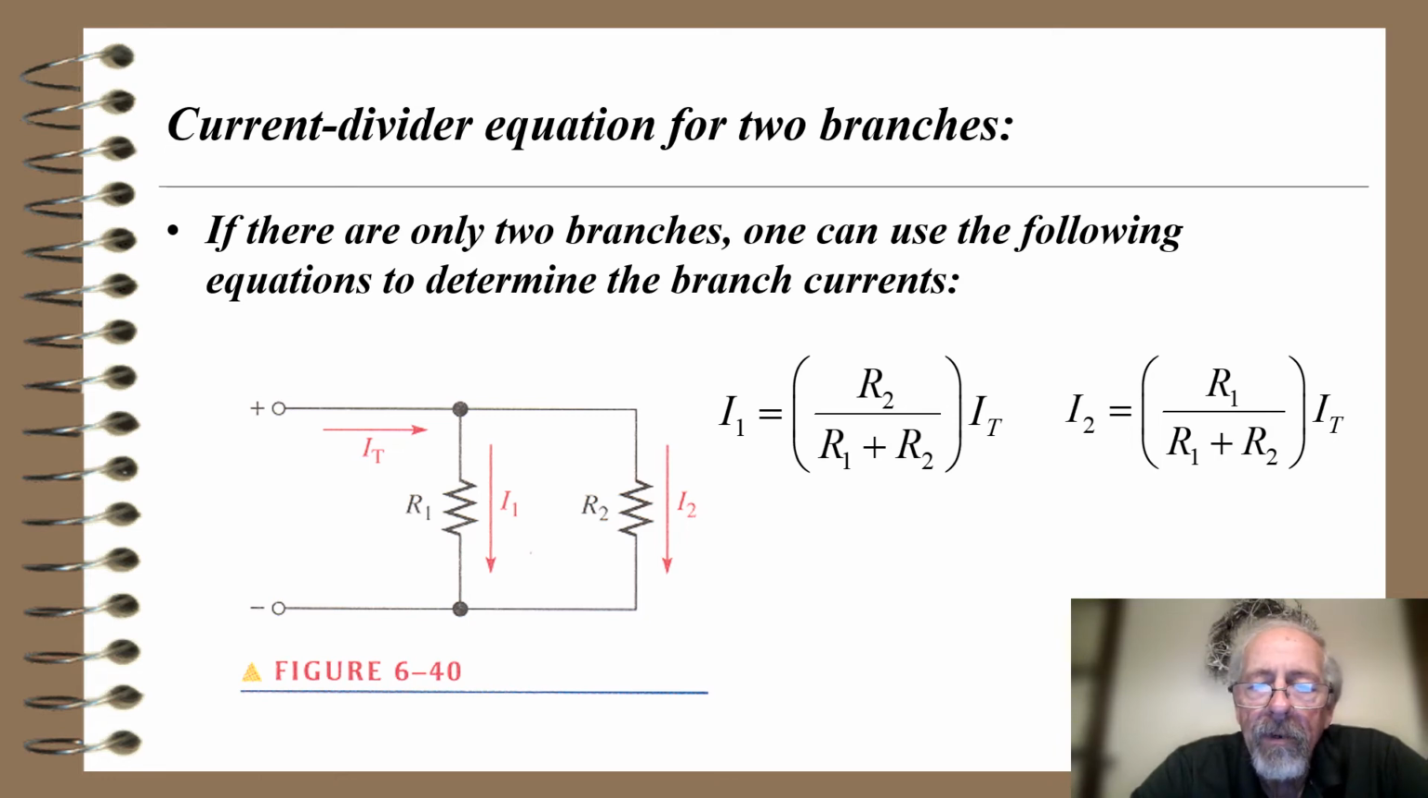Notice in the numerator, it's the opposite resistor that you use. I2 is equal to R1 divided by R1 plus R2 times I total. So you use the opposite resistor to find out what the current is through the branches. Now, this is not nice stuff to do. It turns out you can have very complicated circuits, and there's a lot of calculation. Towards the end of this presentation, I'll talk about Tinkercad or other circuit simulation software packages that do this stuff for you.